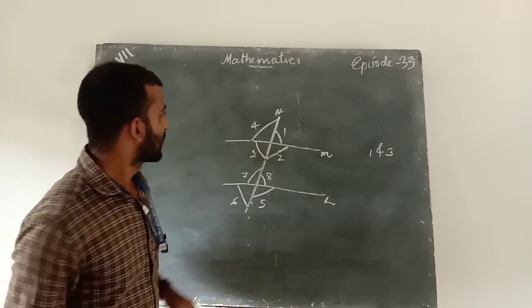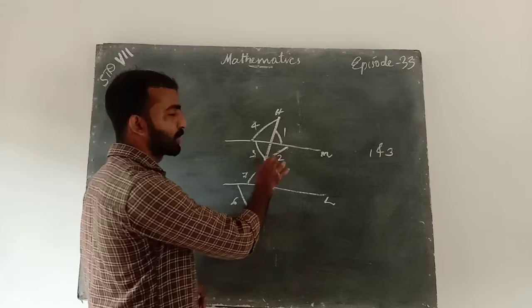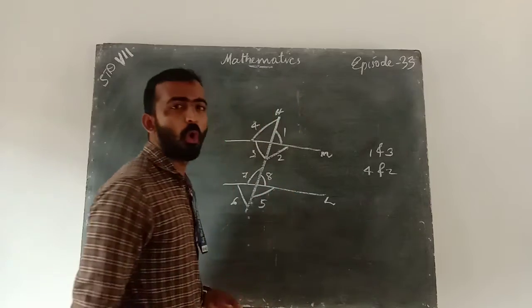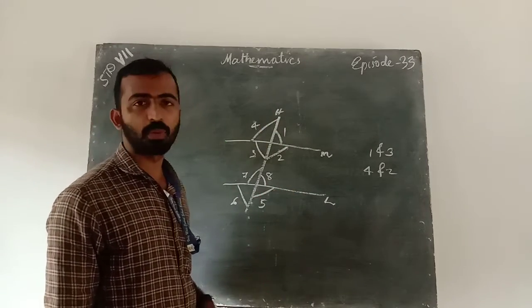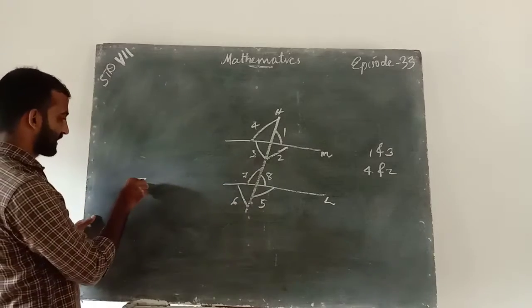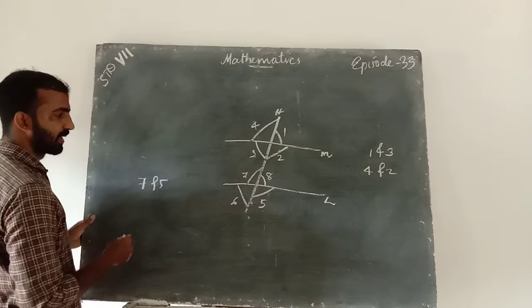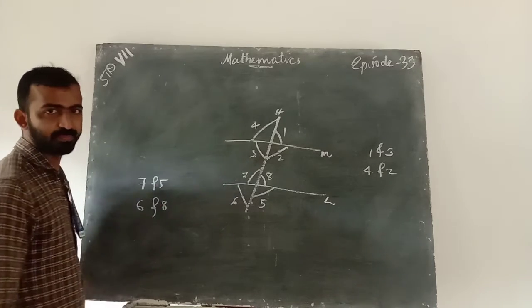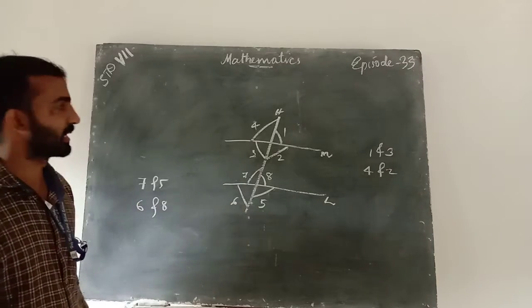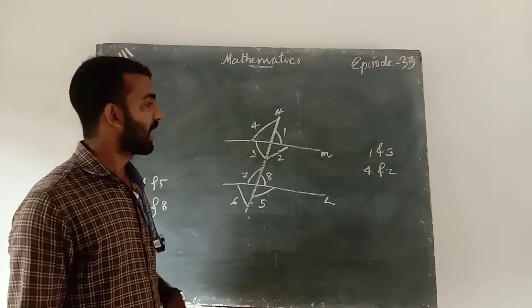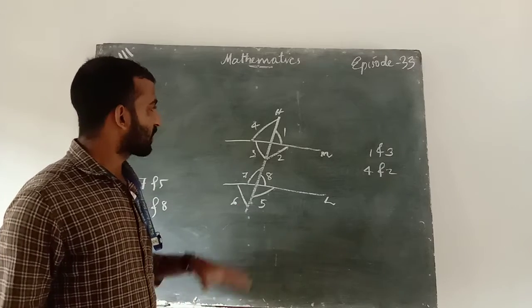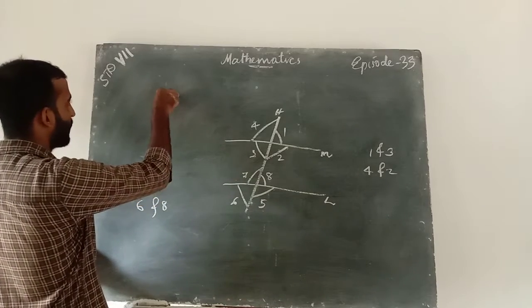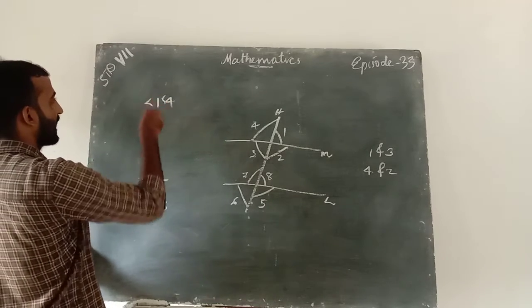And here 4 and 2 are also opposite angles. Here 7 and 5, 6 and 8 are also opposite angles. And next, we are discussing angle 4 and 1, or angle 1 and angle 4.